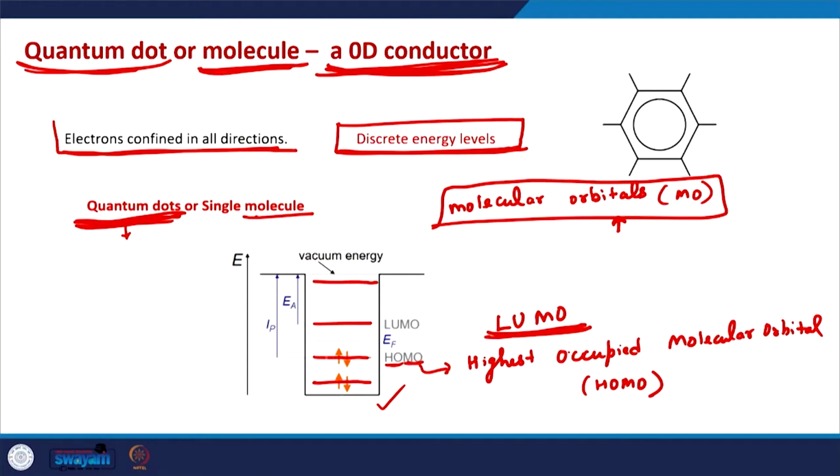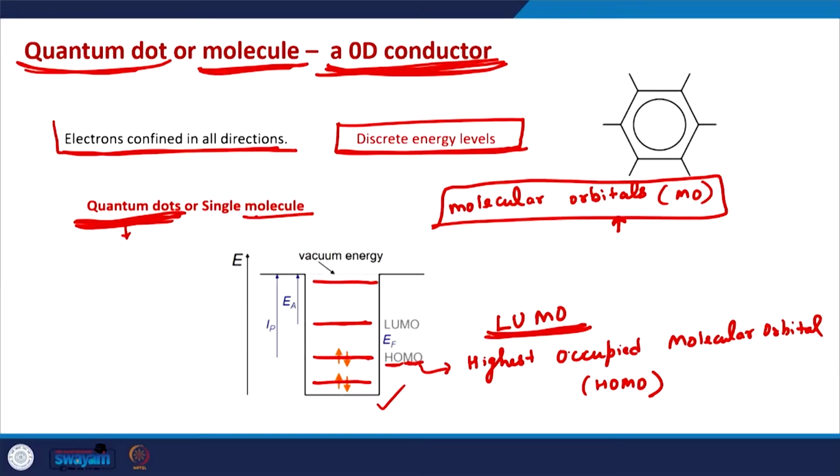So, these two orbitals are extremely important, HOMO and LUMO orbitals. HOMO is the orbital up to which electrons are filled, LUMO is the one which is just above the filled orbitals. And depending on the number of electrons in the system, there might be one electron in the LUMO or there might be two electrons as well.